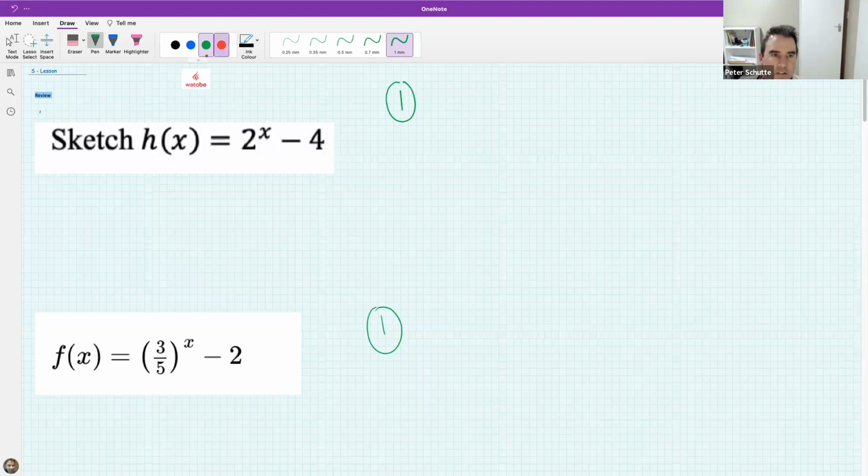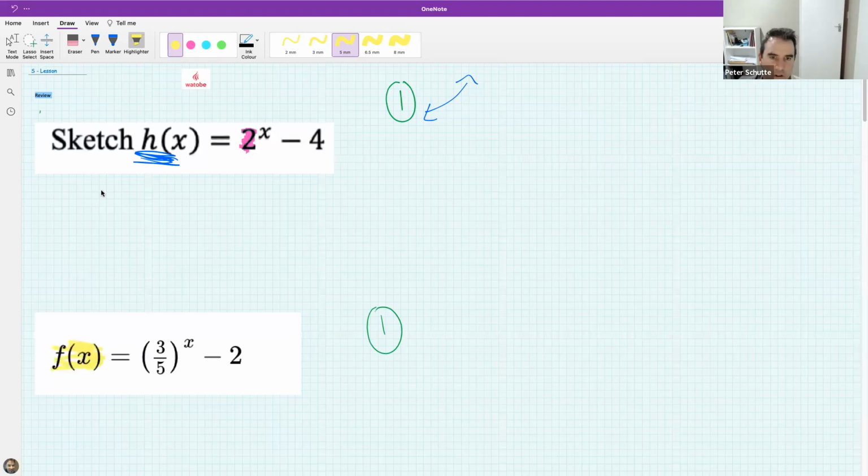And let's call them H and F. In H, is it increasing or is it decreasing? Is h of x an increasing exponential function or a decreasing one? Yeah, it's increasing. And the reason we know that is because this value is greater than 1. All right, that's good. What about the function f?